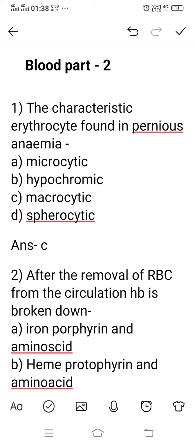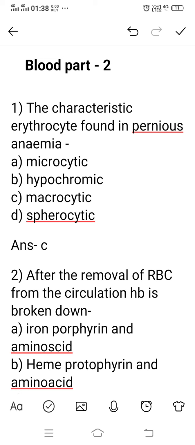Option B, hypochromic. Hypochromic means the amount of hemoglobin present in this type of RBC is less than normal. As for example, 15% hemoglobin is present in a normal RBC, but in a hypochromic RBC generally 8% hemoglobin is present. So the amount of hemoglobin is less in hypochromic RBC.